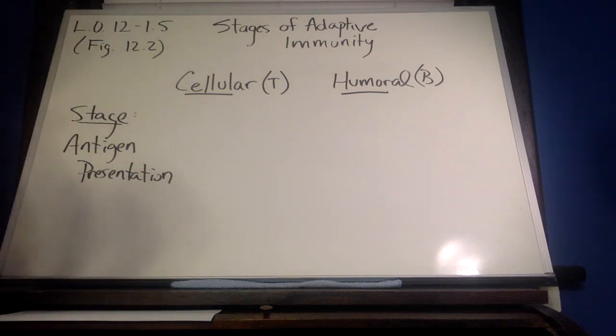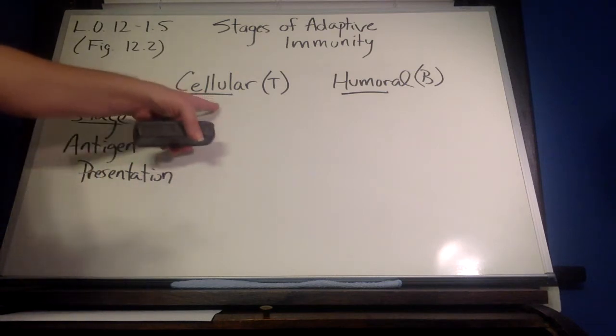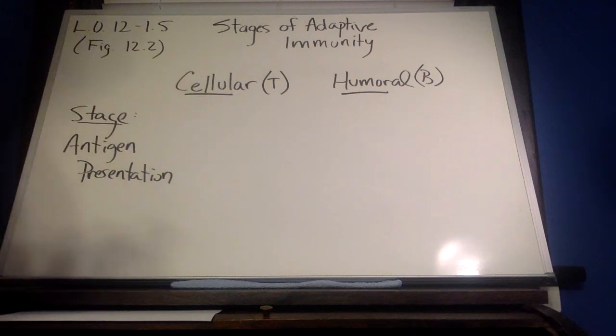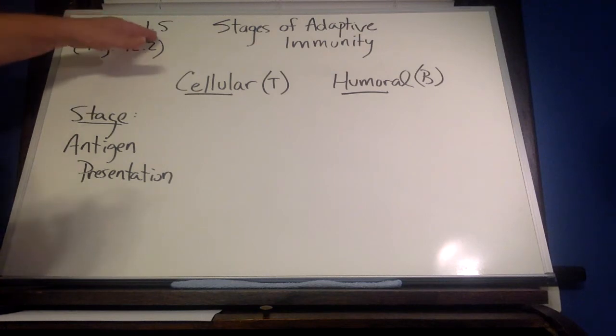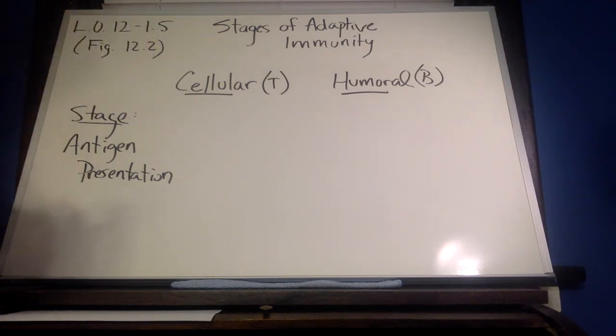All right, as we learned in the first learning objective, there are two parts to the adaptive immune system. There's the cellular component, which is the T cells, and there's the humoral component, which are the B cells. Now, the book did not provide a learning objective for figure 12.2, but it is a very important figure to know. So I've made my own learning objective 1.5, and this will follow along with figure 12.2. There are 4 stages in each of the cellular and humoral responses.